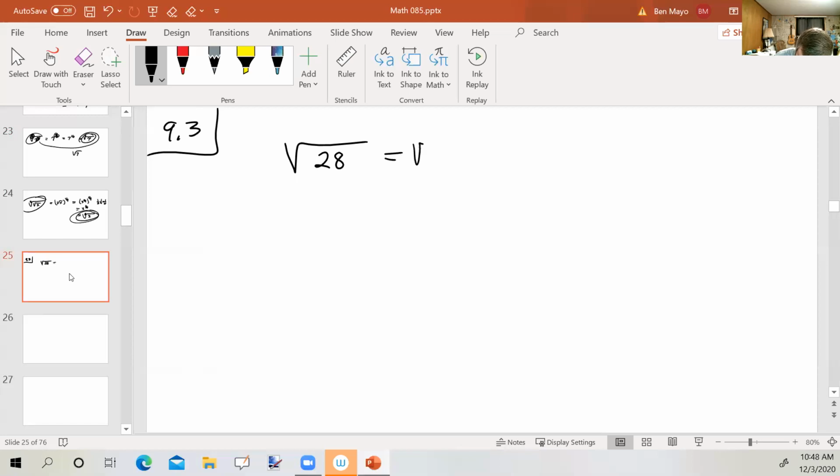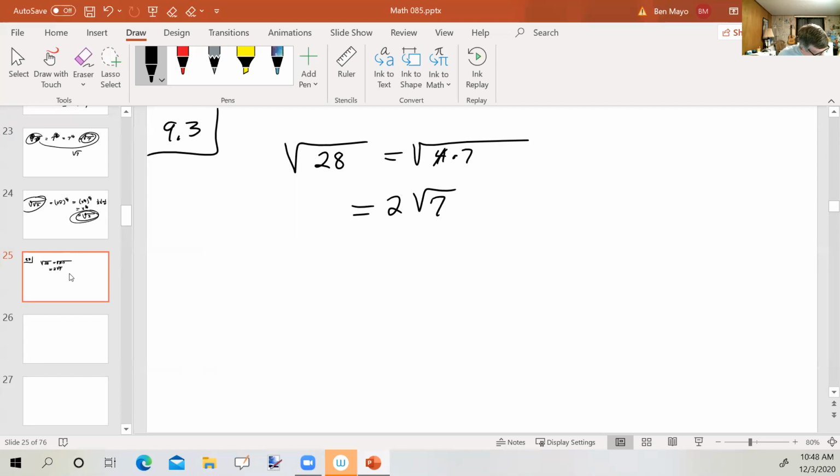This would be equal to the square root of 4 times 7. But the square root of 4 is a 2 on the outside. The square root of 7 doesn't come out nicely, so the square root of 28 simplifies into 2 square roots of 7. Again, simplifying doesn't necessarily mean it looks nicer, but we've got less inside the radical.